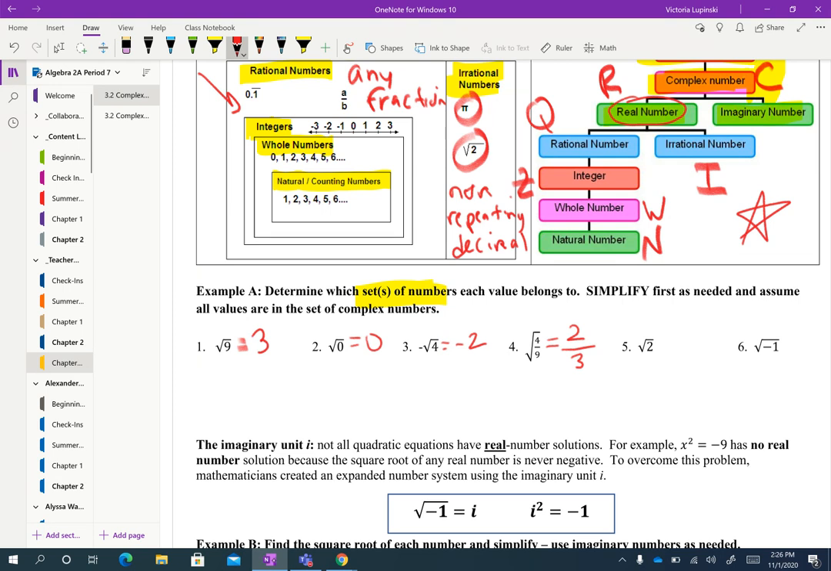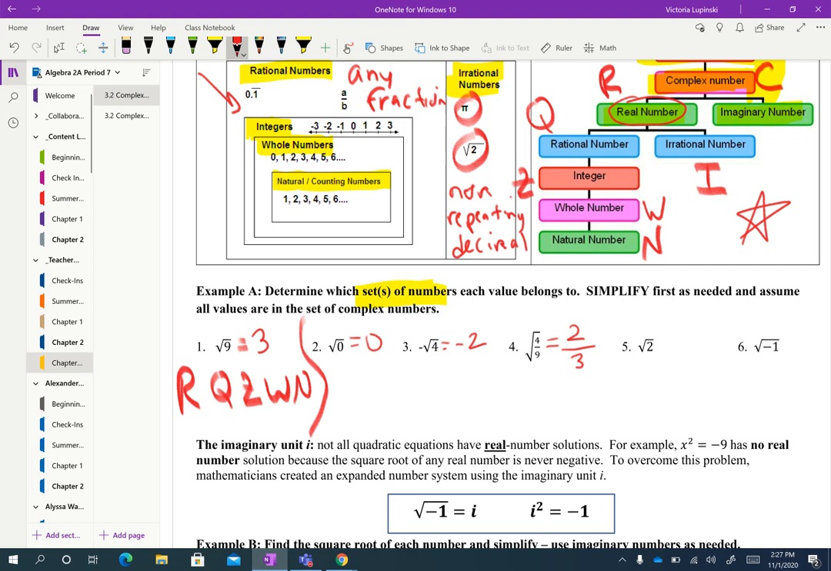So if you're talking about positive 3, 3 is a real number. It is also a rational number. It's an integer, it's a whole number, and it's a natural number. So the number 3 would belong to all of those sets.